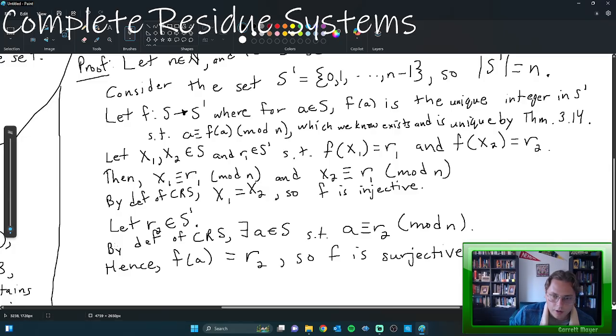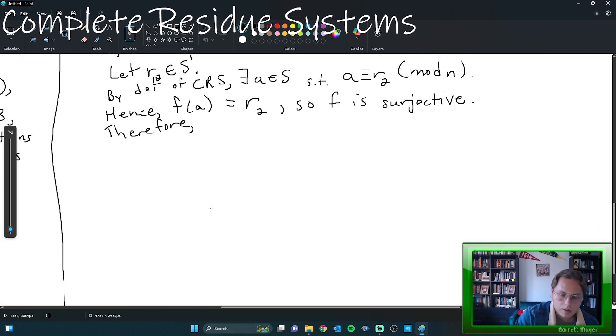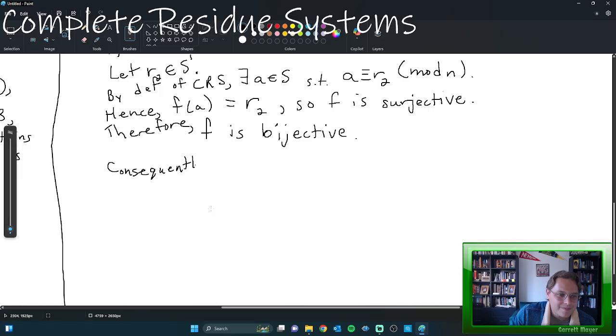And therefore, let me scroll down a little bit. Our function, since it's injective and surjective, our function is bijective. Consequently, let's use a new word.